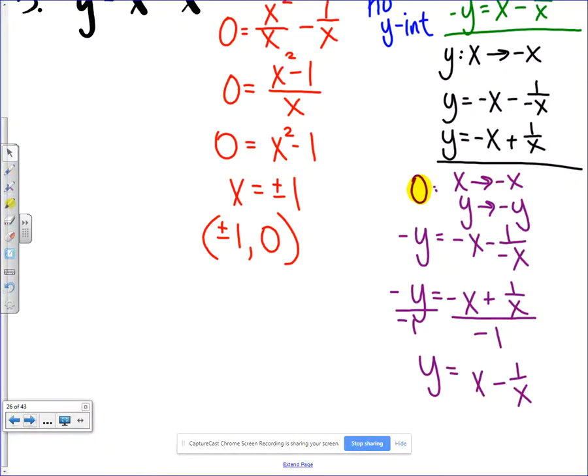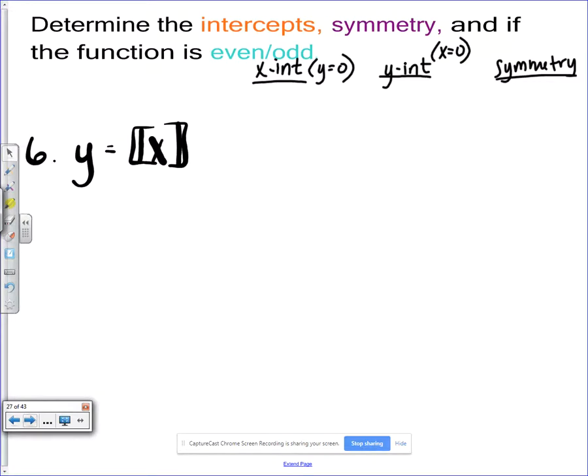Okay, so this is very easy to see the origin symmetry because it literally is just a mirror from one diagonal to another. Any questions here? All right. Everybody's favorite, the step function. Okay, this is our step function.